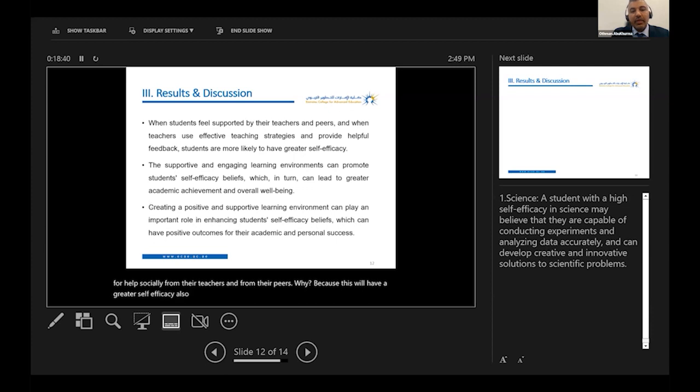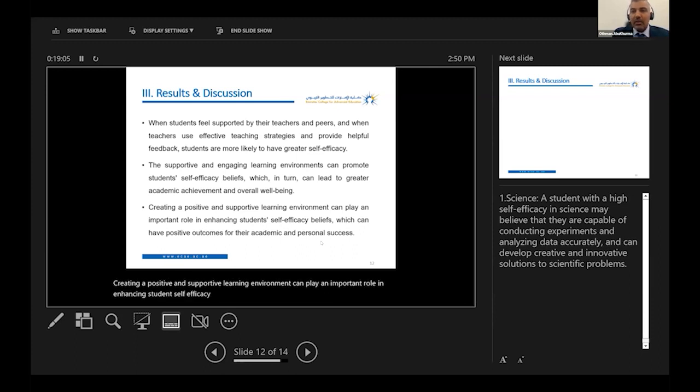Also, supporting and engaging learning environments will promote students' efficacy beliefs. They need to know that knowledge can always be generated. Information can be gathered. You don't need just to consume the information that is communicated to you through, let's say, teachers or other colleagues. Creating a positive and supportive learning environment can play an important role in enhancing student self-efficacy.